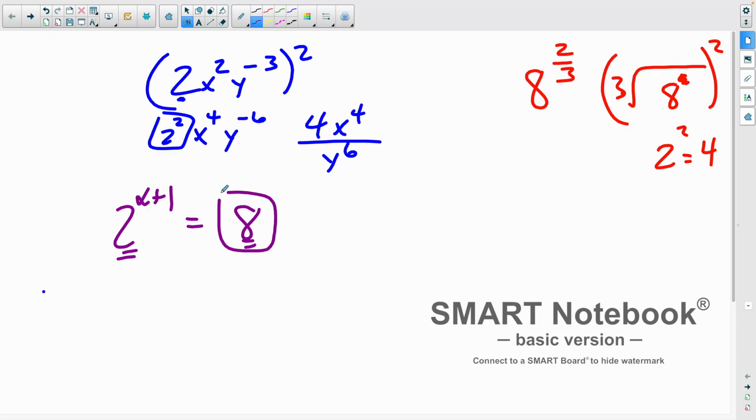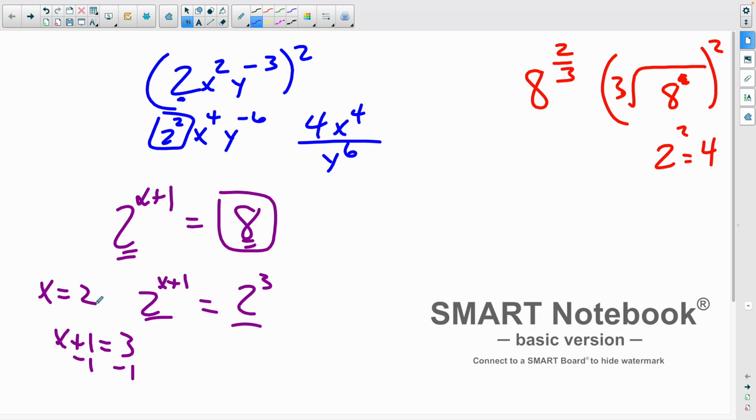So I'm going to start with the 8. How can I do that? 2 cubed. That's 2 cubed. This is x plus 1. Now I have the bases to be the same. Now I have x plus 1 equals 3. Subtract 1, and x is equal to 2. Okay, so that was page 401. So just kind of getting you back up to speed where we were on Friday.